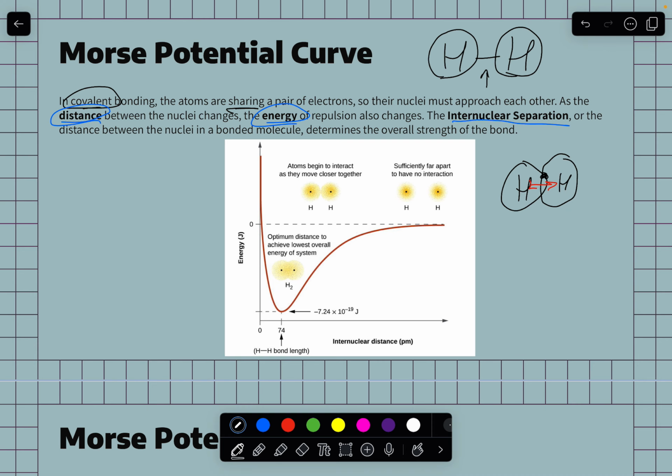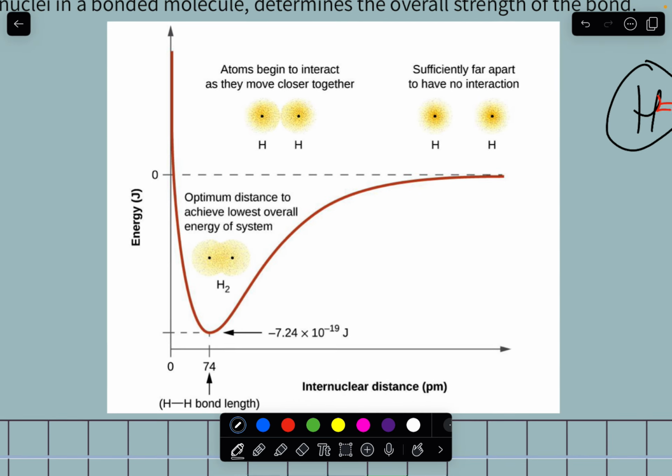Okay, so let's take a closer look at this graph here. So this is what a Morse potential curve is going to look like. On the y-axis, we have energy, so the energy of the bond. The x-axis is the internuclear distance. So that's the distance from the center of the nucleus to the center of the other one. Okay, the center of the two nuclei is the internuclear distance. So you'll see in this one, we are from 0 to 74 on the x-axis. So we're getting bigger as we go to the right. So to the right is bigger distance for the bond.